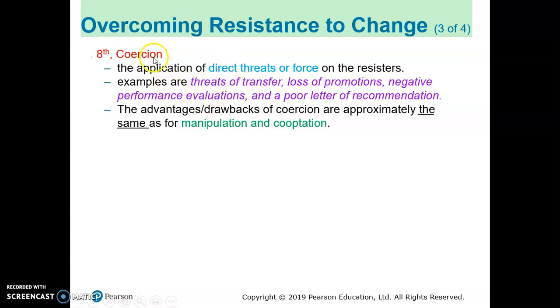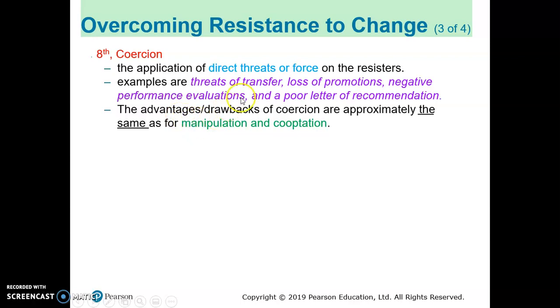An example is the threat of transfer. For example, if you do not want to change, we will transfer you to a remote area or to a place that is considered difficult to reach, or that has little advancement or little development. Other examples are threats of loss of promotions, negative performance evaluations, where the manager gives negative evaluations, and also a poor letter of recommendation. So these are examples of using force.